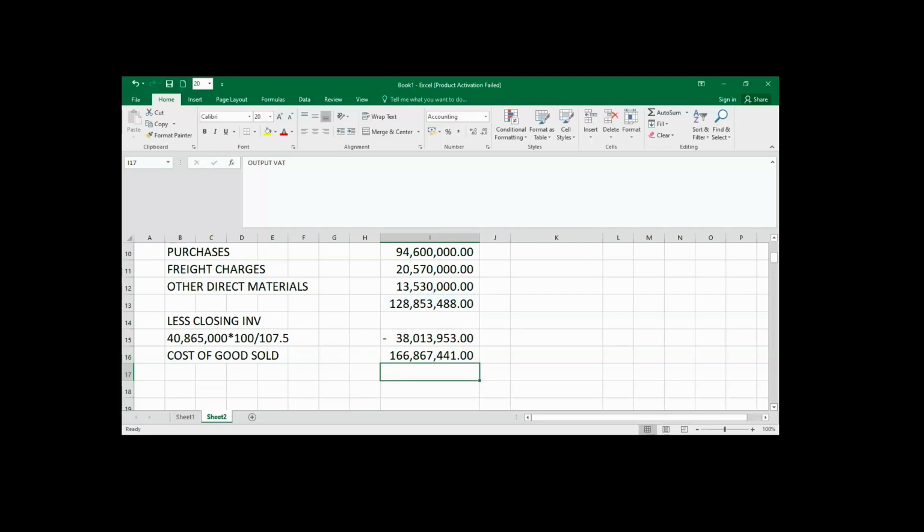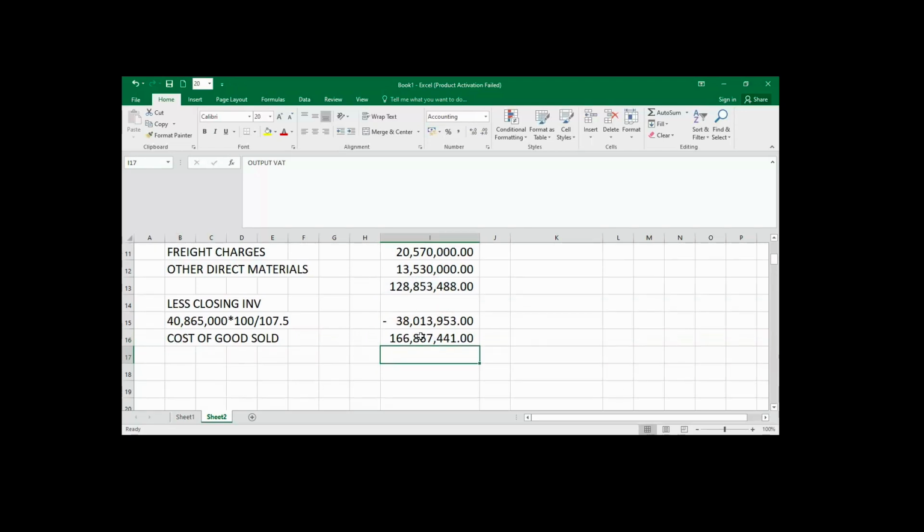So what we are calculating is VAT. This value now is what we are going to apply our VAT on. So this plus this gives us this value. Then we now get the input VAT. Our input VAT will now be 7.5% of this value, 90,839,535.